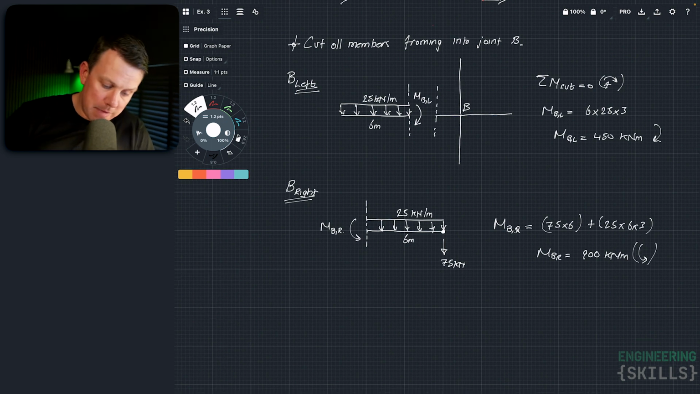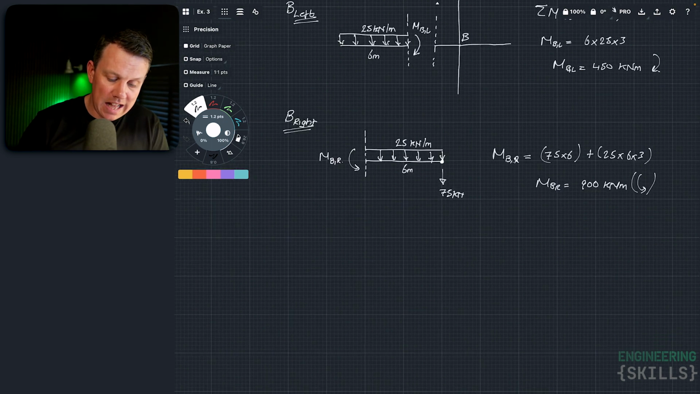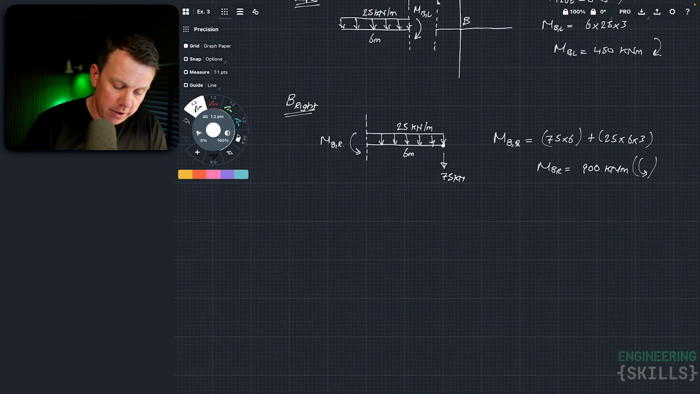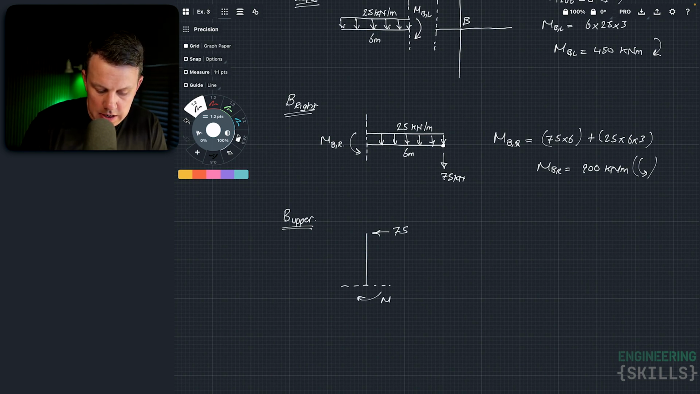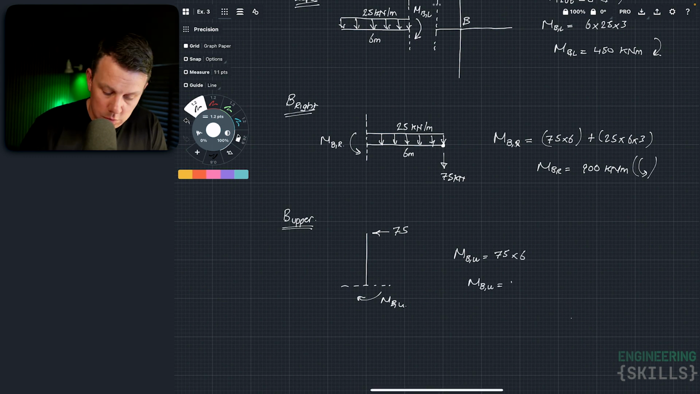Alright, so I'm not going to map all these onto the diagram. Let's just calculate them all, and then we'll draw one final diagram. So what have we got? That was B right. Let's go with B upper next. So that just had the 75. Here is our cut. And we've got this guy here, which was going to be MB upper. Again, by inspection almost, we can just say MB upper is going to be 75 times 6, which is 450 kilonewton meters.